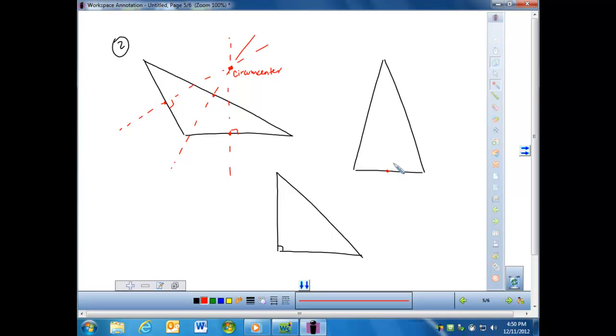If you have an acute triangle, like this one here, and you construct your three perpendicular bisectors, that circumcenter will be inside of the triangle. And lastly, if you have a right triangle and you construct the three perpendicular bisectors, they will intersect directly on the midpoint of the hypotenuse. That is the midpoint of the hypotenuse.